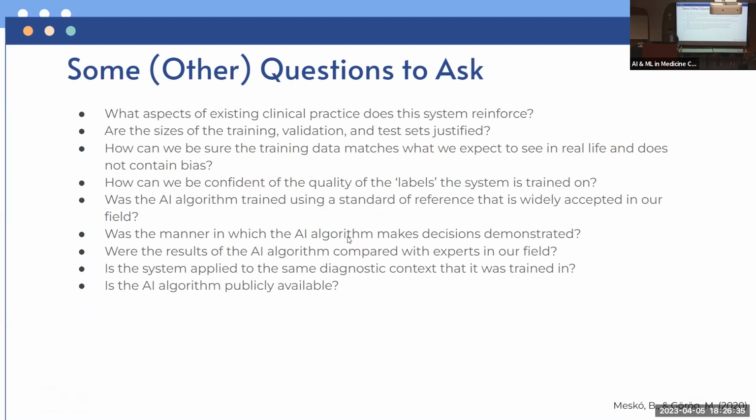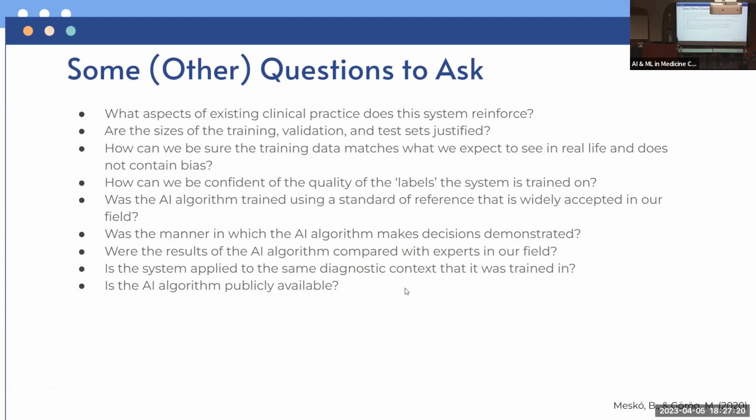And then, was the manner in which the AI algorithm makes decisions demonstrated? Explainability. This is an important thing that's been talked about a lot very recently as well: can you actually explain what the AI algorithm has done to get to whatever result it's showing you? And then, were the results compared with experts in the field? How does it do when compared with the experts? And again, going back to the comment that paper made, you don't need a system that does better than every expert it encounters. As long as it can do pretty good, you can use it in certain settings. Let's say in a remote setting where they don't have experts, you can at least have something that can be used, rather than nothing at all.